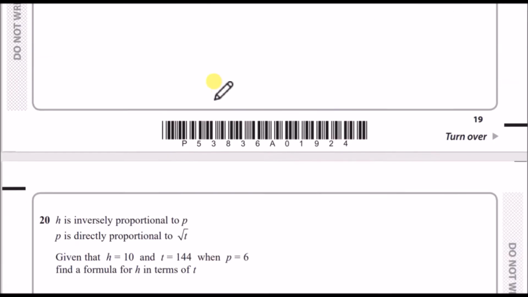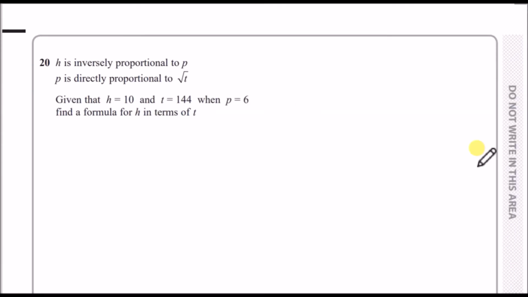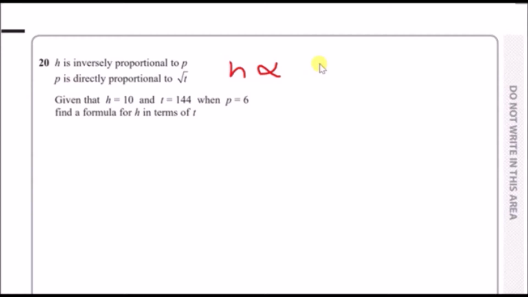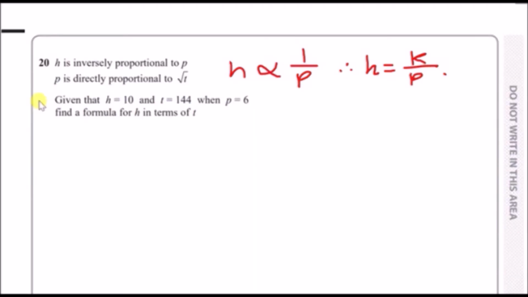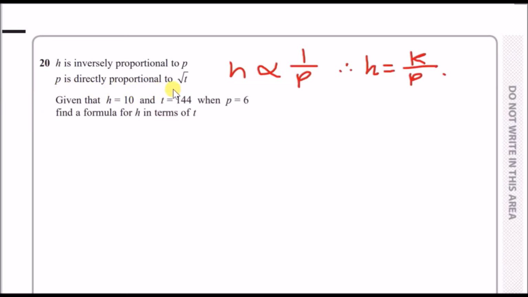Alright, next question guys. So number 20. So let's see. h is inversely proportional to p. Okay, so you're doing proportionality. For proportional, you always use that fish symbol and you write 1 over p because it's inverse. And every time you use proportionality, we always replace that symbol with an equals k, or equals something, because it's a constant. Now for the next one, it says p is directly proportional to the square root of t.